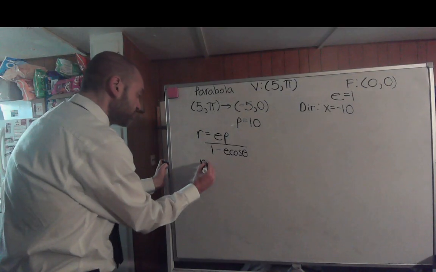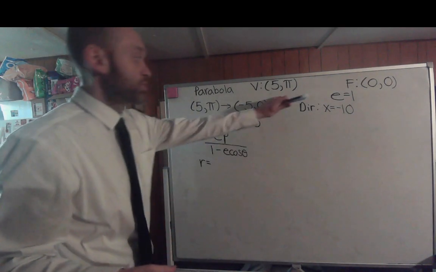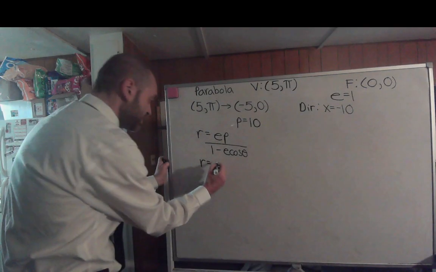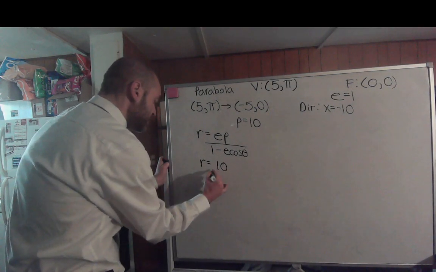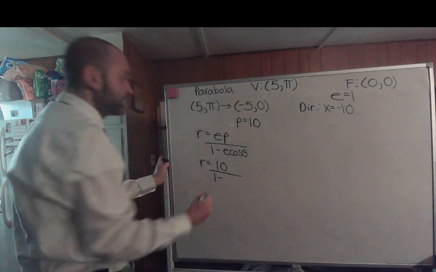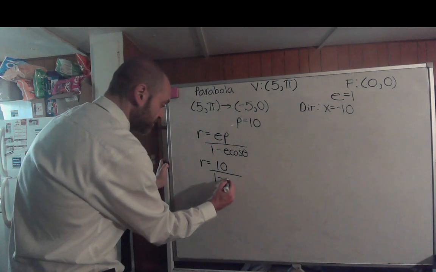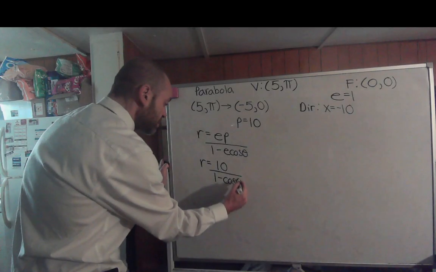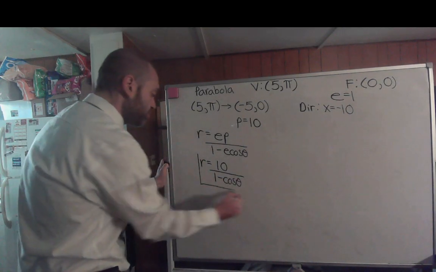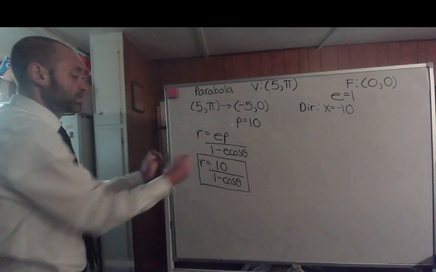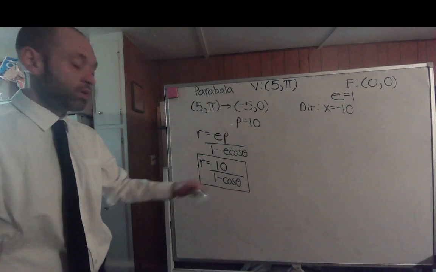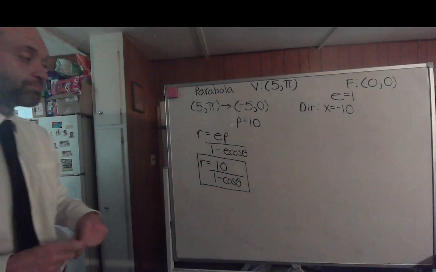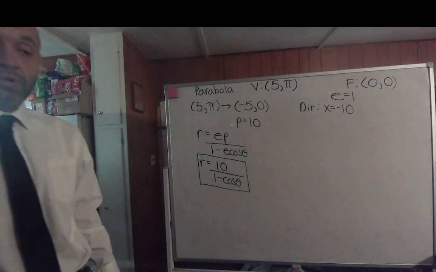So r would equal e times p. Well, e is 1, p is 10, 1 times 10 is 10. So this will be 10 all over 1 minus your e, which is 1, cosine of theta. So in this case, the polar equation we should be looking for is r equals 10 all over 1 minus cosine of theta. All right, those were easy.